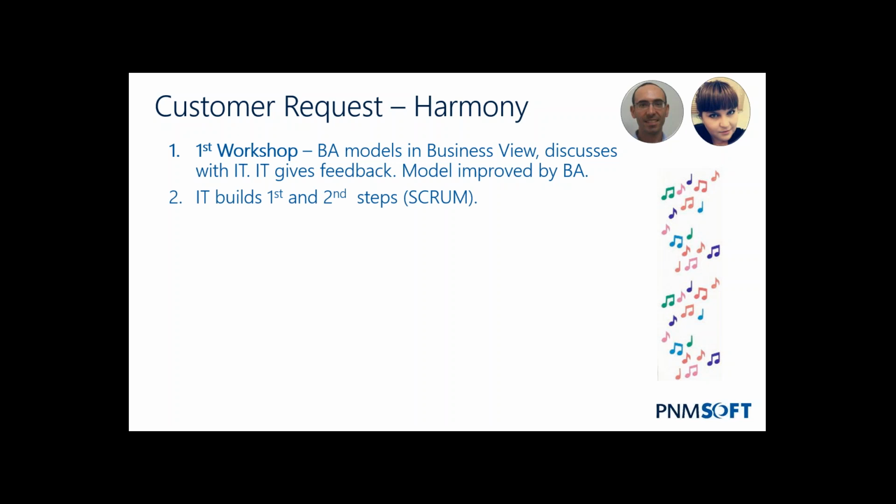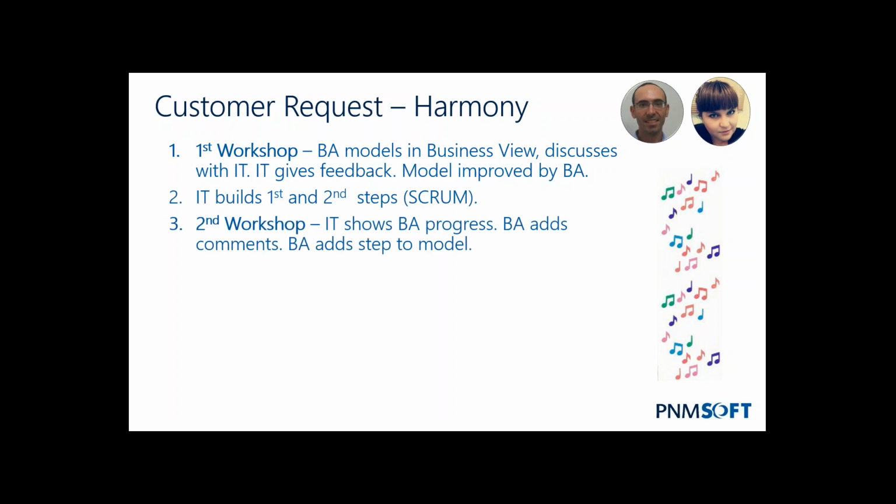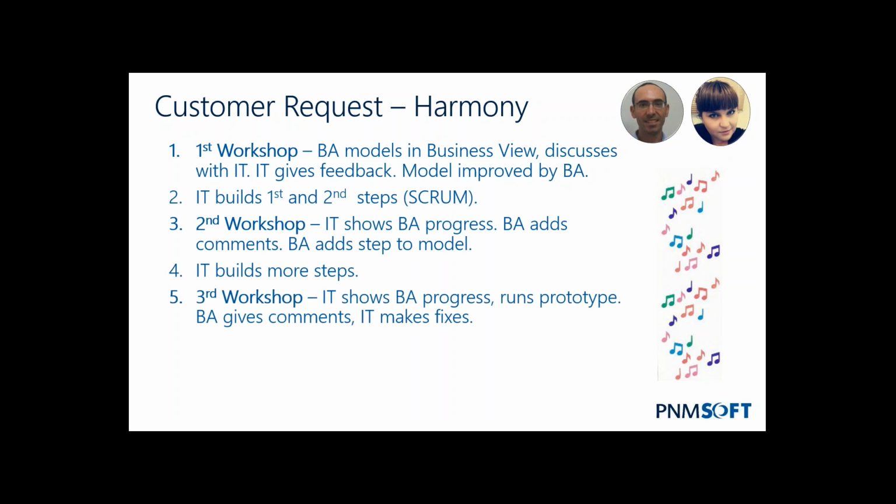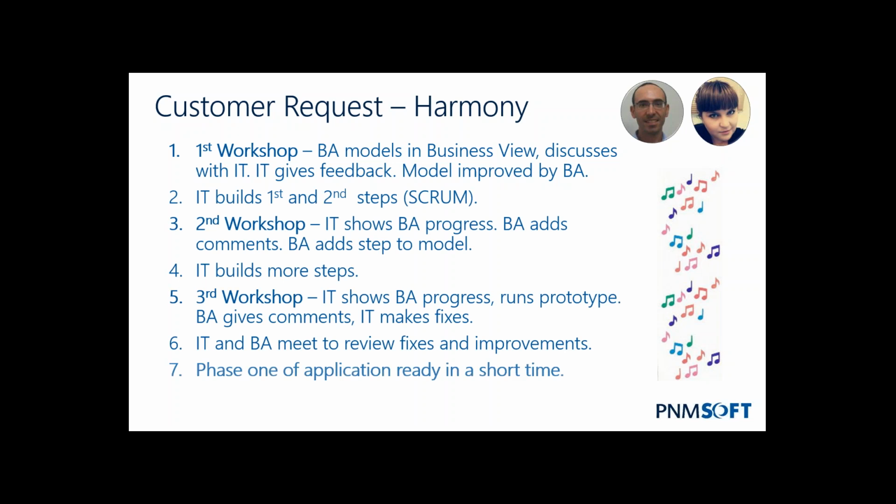Of course, we recommend to use Scrum. Another workshop can take place. IT can show the progress. Business can add comments in the same interface. Business can add steps to the model. IT can build out more steps. A third workshop takes place. IT shows more progress, runs a prototype. The business analyst gives comments, and IT makes fixes, all together in the same room. And IT and business analysts meet finally to review the fixes and improvements. And then phase one of the application is ready in a short amount of time.